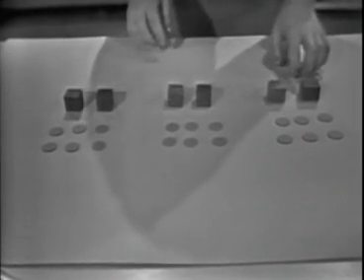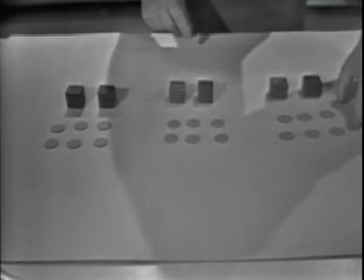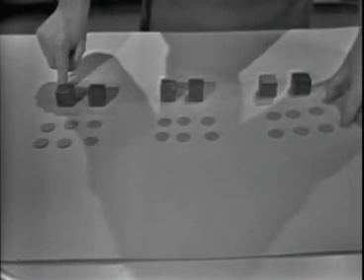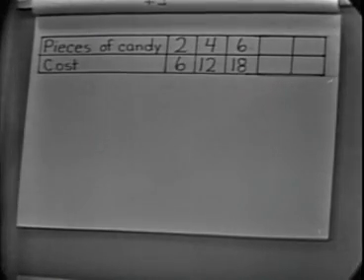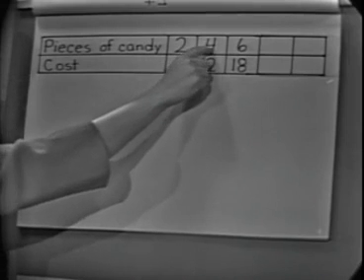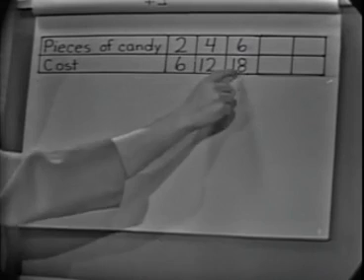This represents my purchases, 2 candies for 6 cents. I can see then, for 6 candies, it cost me 18 cents. I get the better buy. But let's record the information here on this table. We see that 2 pieces for 6 cents, 4 pieces for 12 cents, 6 pieces for 18 cents.